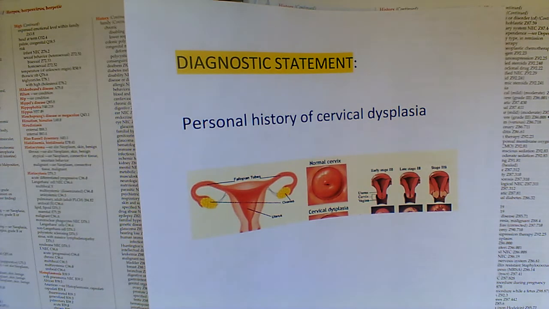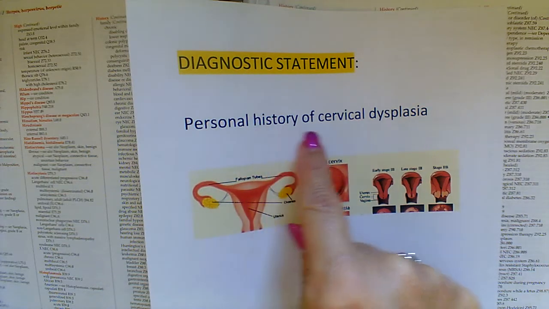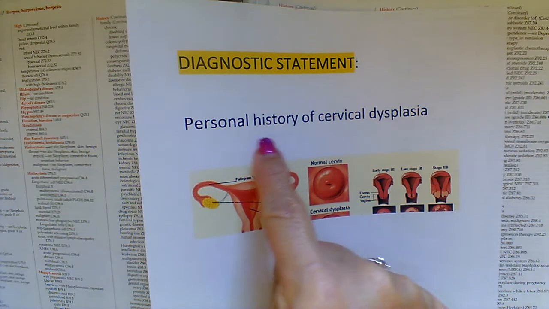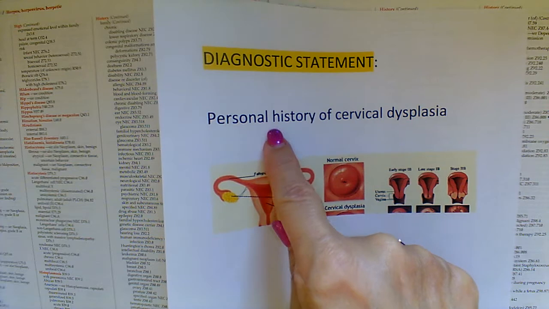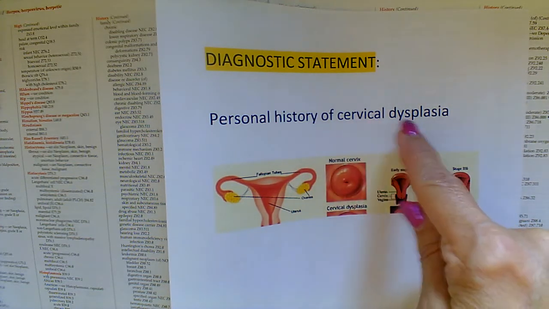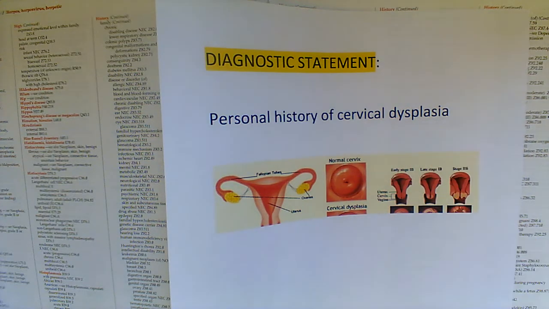Hi students, let's take a quick look at how to code a history. In this diagnostic statement, we see that our patient has a personal history of cervical dysplasia. Now, it's important when you see the word history that you do not pick a code that gives the patient that disease right now. You want to make sure that the code says that the patient had a history of cervical dysplasia. So we don't want to use a code saying the patient currently has cervical dysplasia.